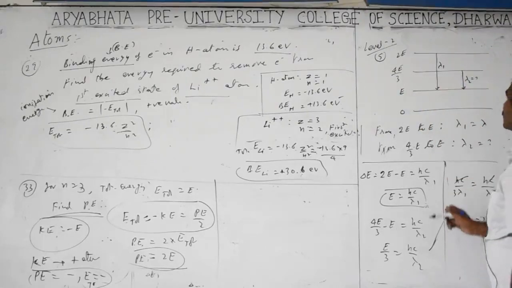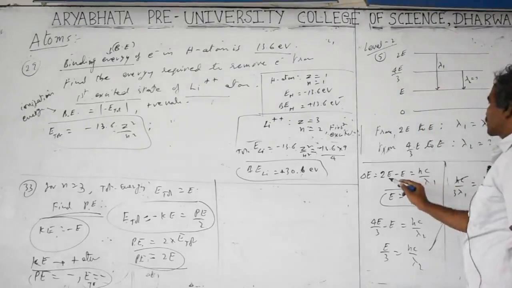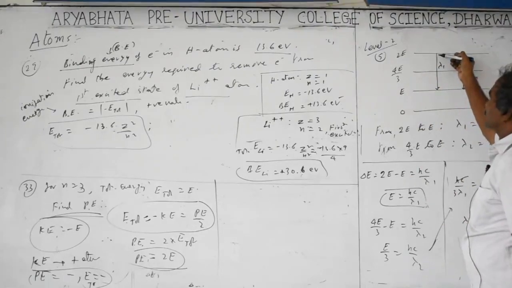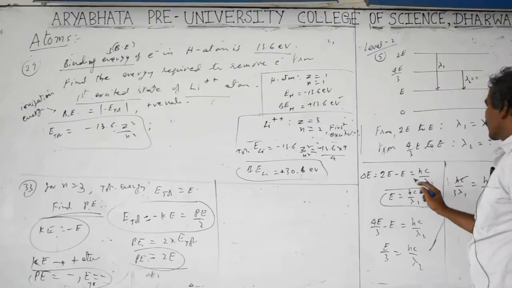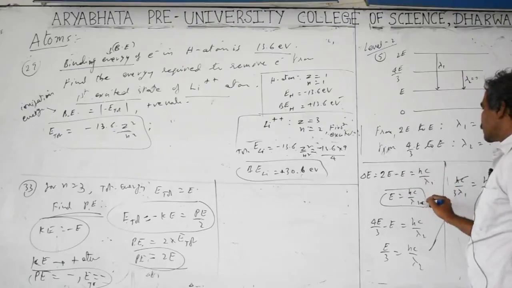So the relation we have is energy difference equal to hc by lambda. In the first case, the change in energy difference is 2E minus E, equal to hc by lambda 1. 2E minus E is E only. So E is equal to hc by lambda 1.